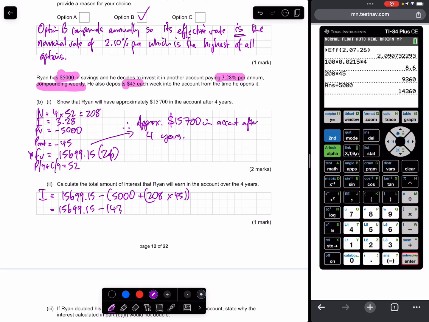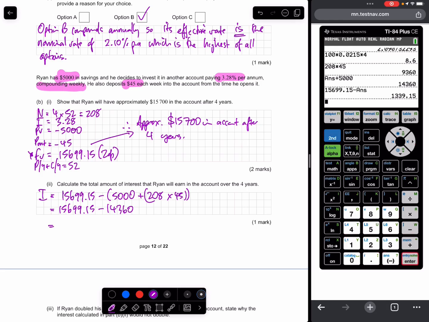Take 14,360. 15,699.15 minus the answer, $1,339.15 interest earned in the 4 years. Page 12 done.